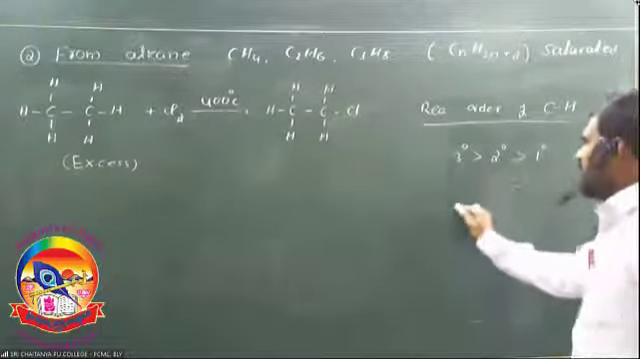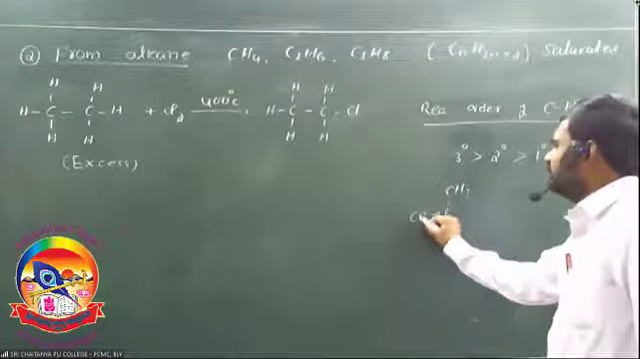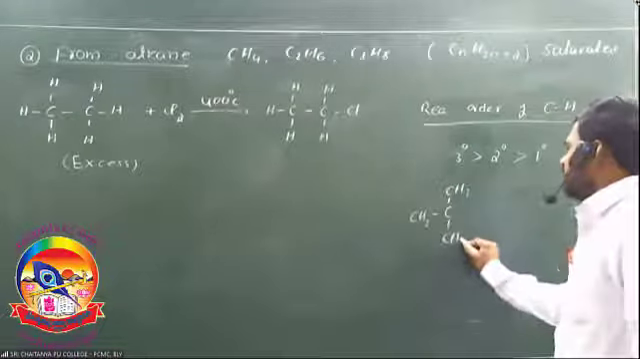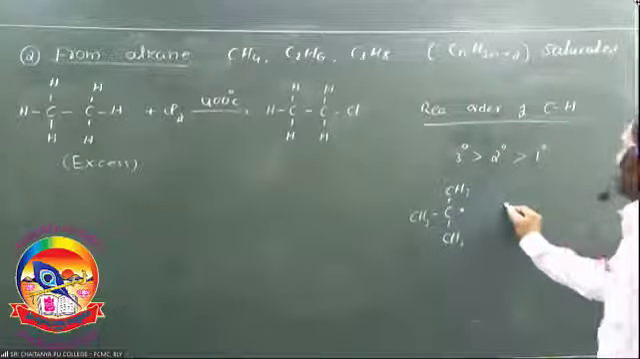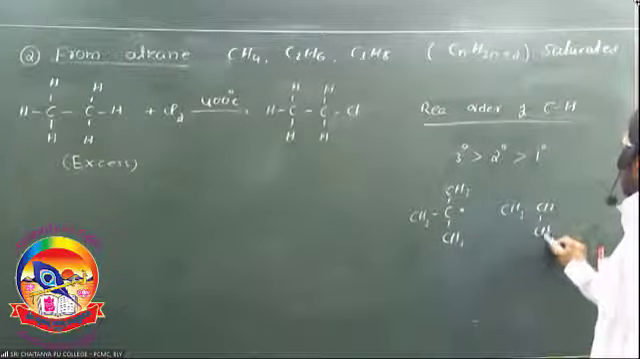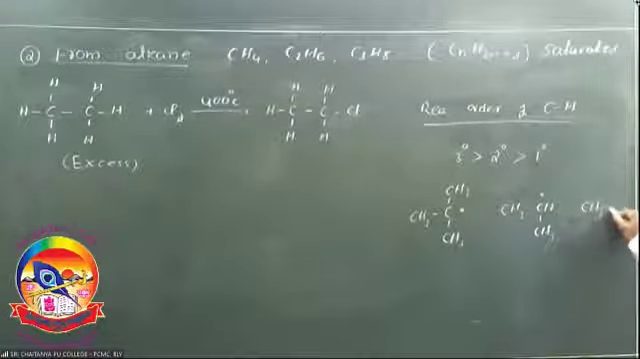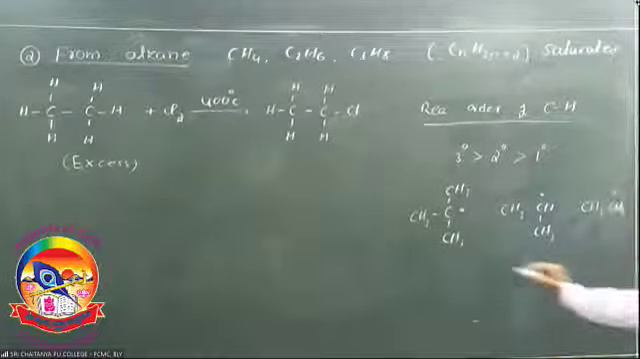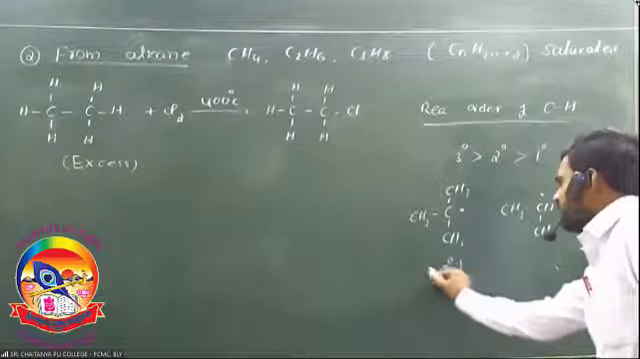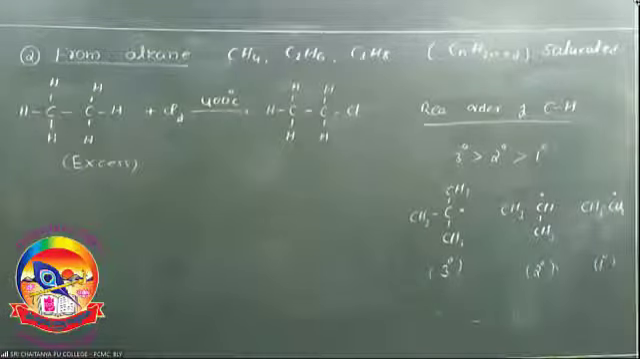So a tertiary carbon can form a tertiary free radical. Next one is the secondary free radical. Next one is the primary free radical, CH3 CH2. It is the tertiary free radical, the secondary free radical, the primary free radical.